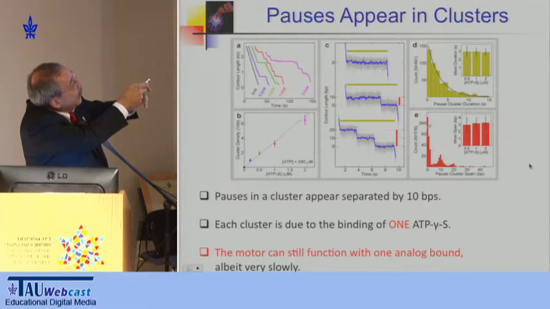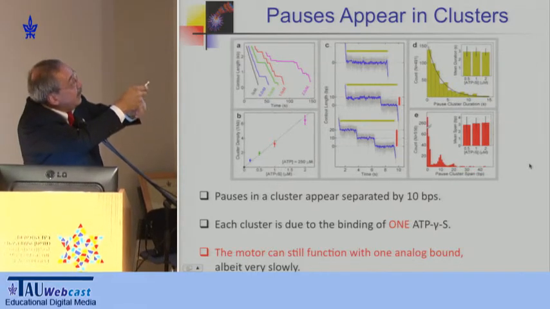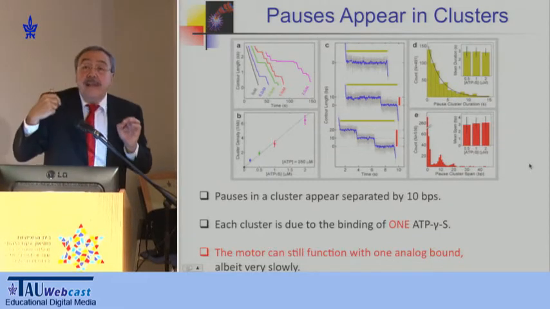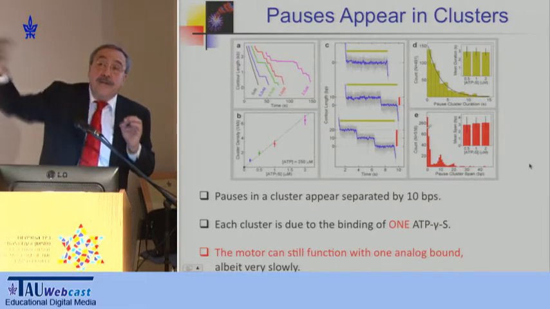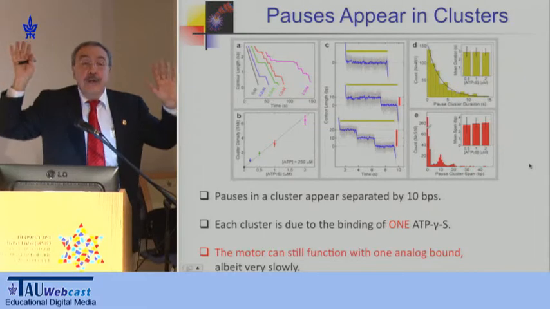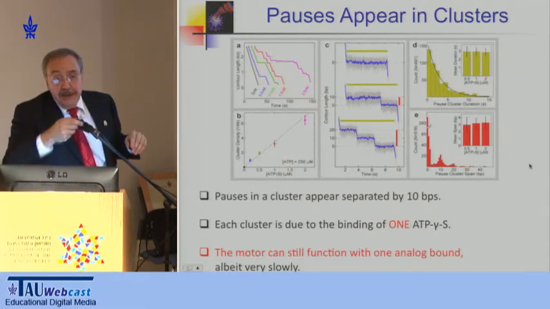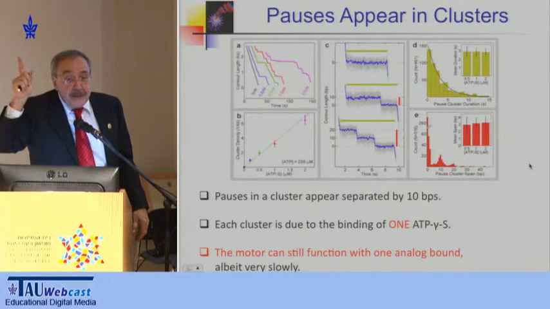The length of a cluster, how long the cluster lasts, which is indicated by this green light, actually decays exponentially in time. This length of a cluster is exponentially distributed, indicating that a single event, probably the replacement of a single ATP gamma S, ends a cluster. So we know that during this process, the motor has one ATP gamma S bound to it.